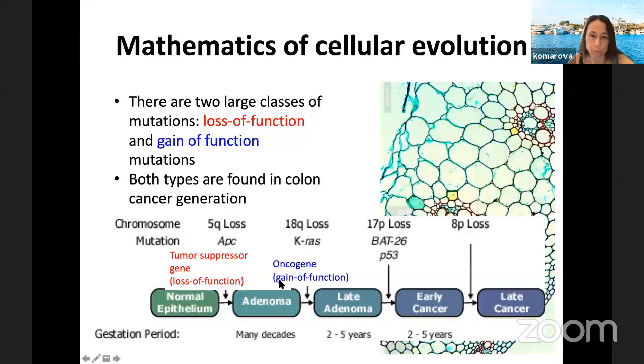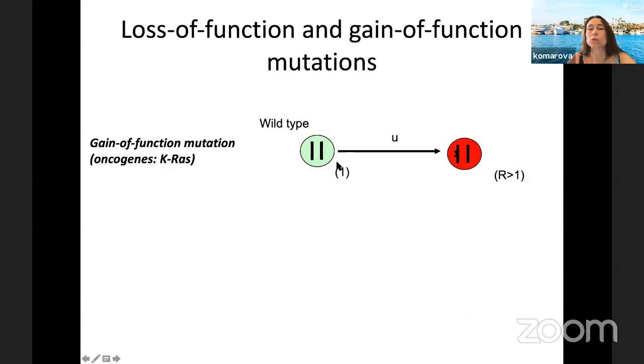So what are these? A gain of function mutation is when you have a cell and it undergoes a mutation, something changes in the genome. And this mutation actually changes the properties of the cell in such a way that, for example, it becomes invasive, it doesn't want to cooperate, it wants to grow, expand, something like this.